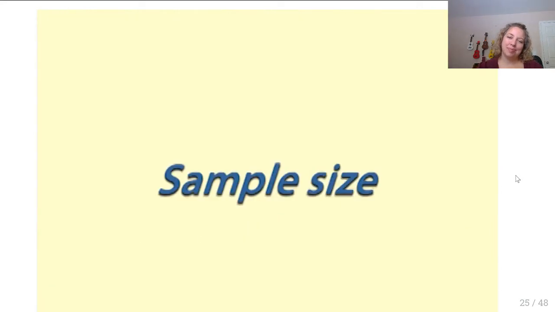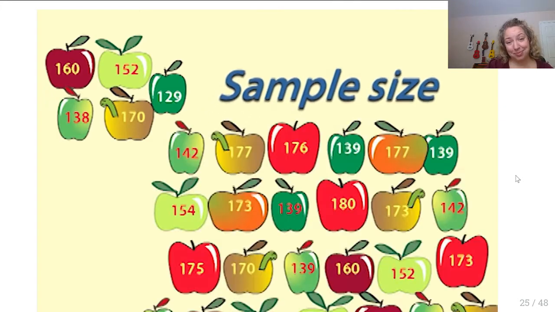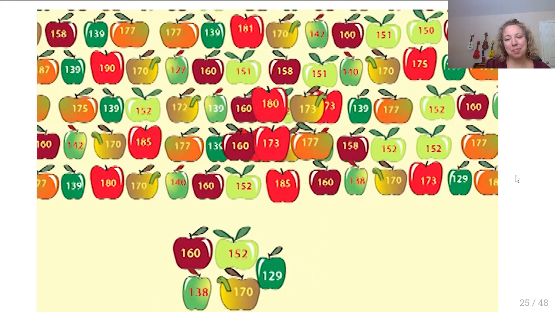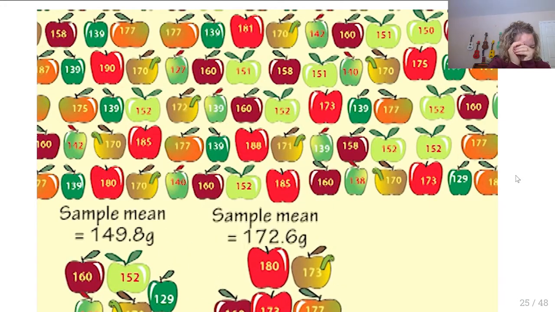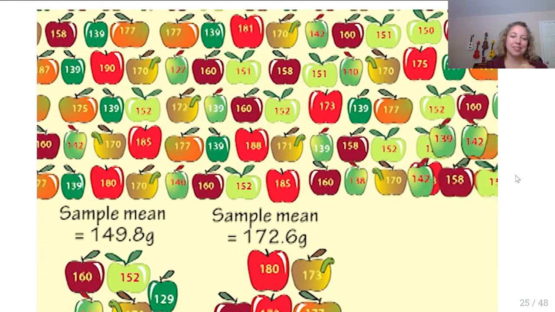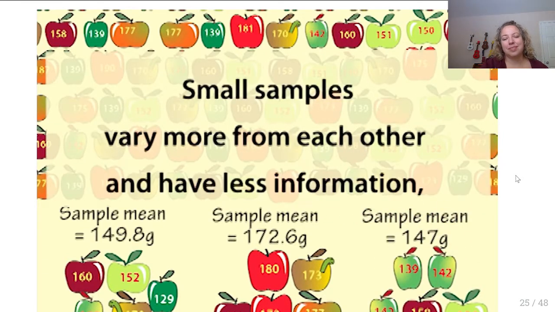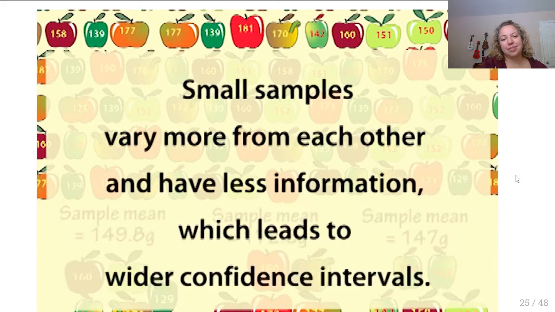Sample size also affects the width of a confidence interval. If we take a small sample, we don't have much information on which to base our inference. Small samples will vary more from each other. There is more variation due to sampling or sampling error with a small sample.